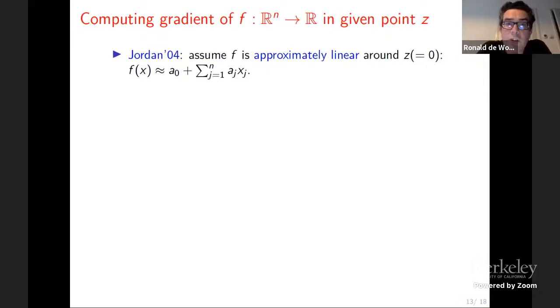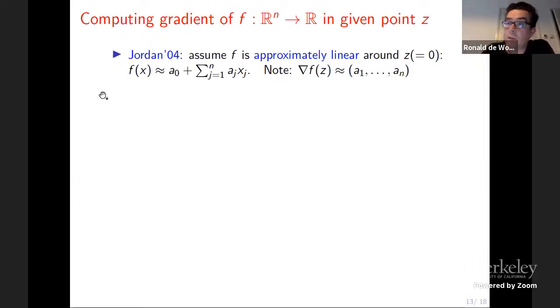Jordan actually assumed that f is approximately linear around the point where you want to evaluate the gradient. Let's say we want to evaluate the vector of partial derivatives, the gradient, at some point z. Let's assume for notational simplicity that z is the 0 point. Then the assumption that f is approximately linear means you can write it like this. I'm going to use these approx symbols all over the place. This is just a sketch, not very rigorous. If you have something close to a linear function, then the gradient is essentially the vector of linear coefficients a1 up to an.